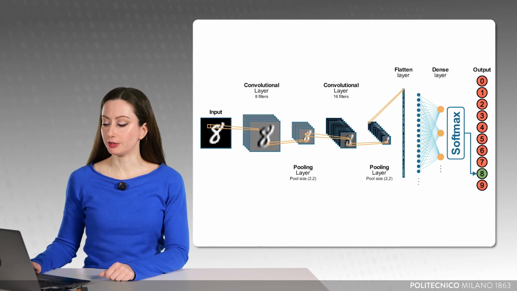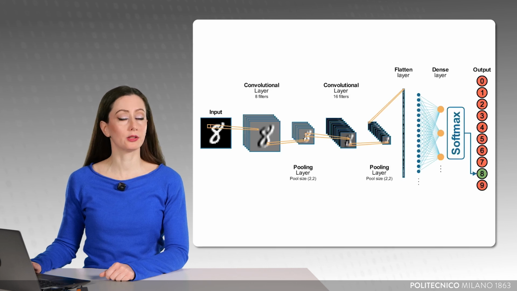How would the code change? And does this deeper architecture classify digits in a more accurate way? And if so, is the training time comparable or longer?